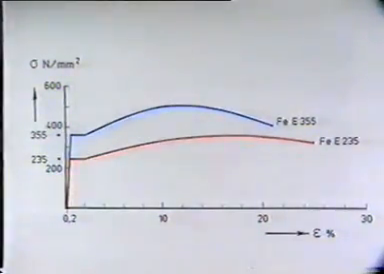Ultimate stresses depend on several factors. Yield stress can be derived from the stress-strain diagram, here produced for a test specimen made of steel Fe E235, approximately equivalent to grade 43 steel to BS 4360. Note the great elongation before rupture occurs. In comparison, the stress-strain diagram is also shown for steel Fe E355, approximately equivalent to grade 50 steel to BS 4360.